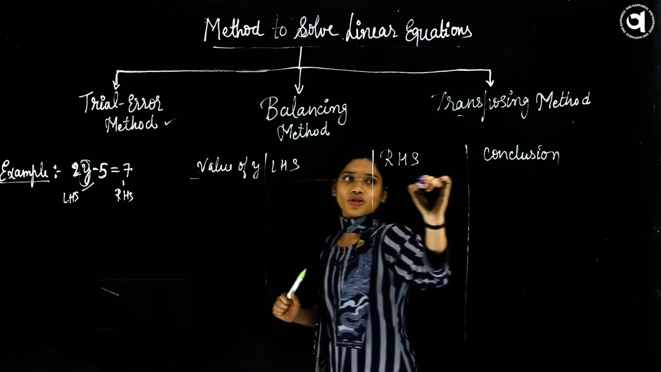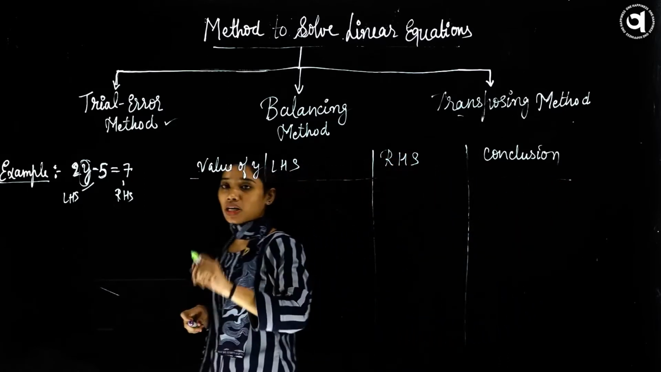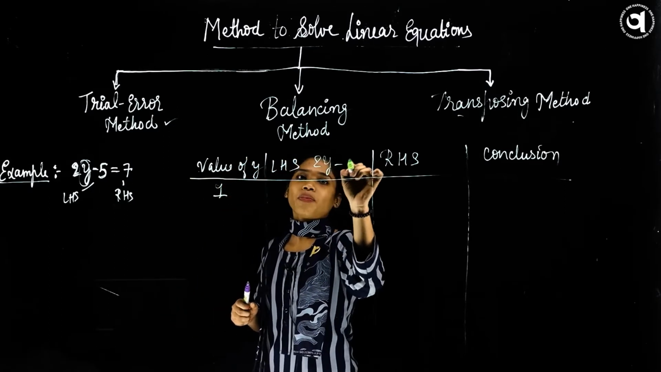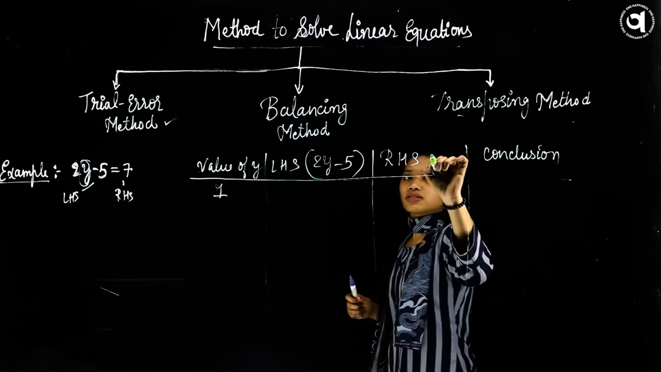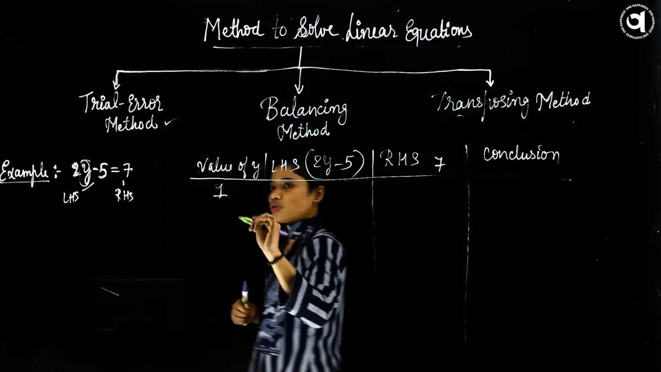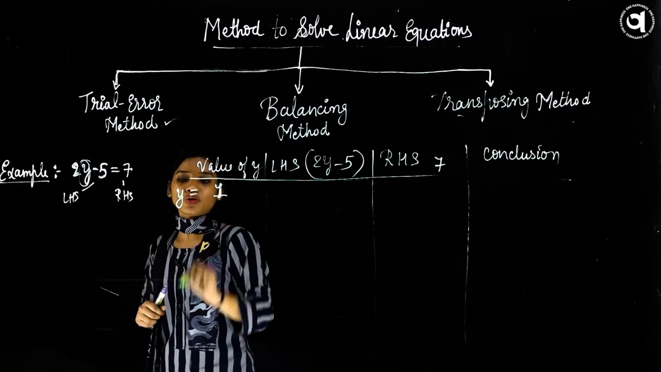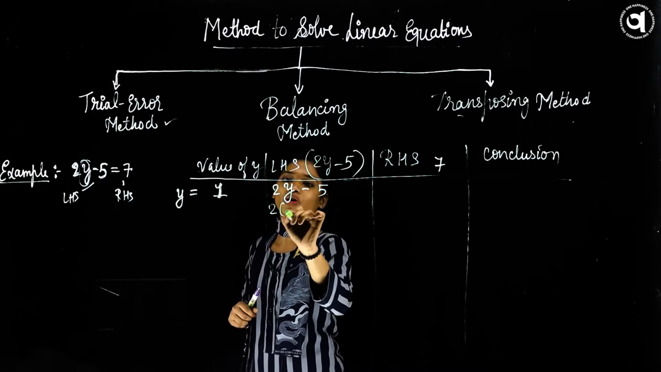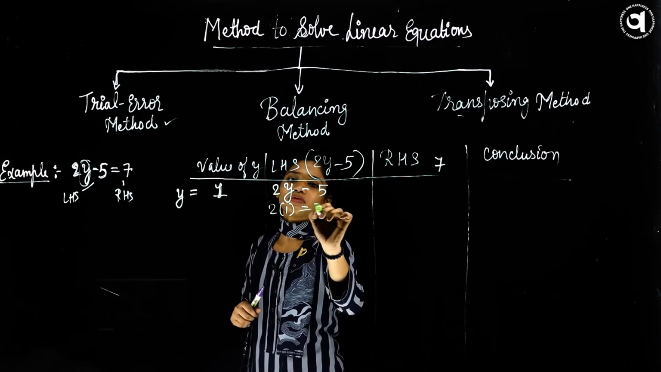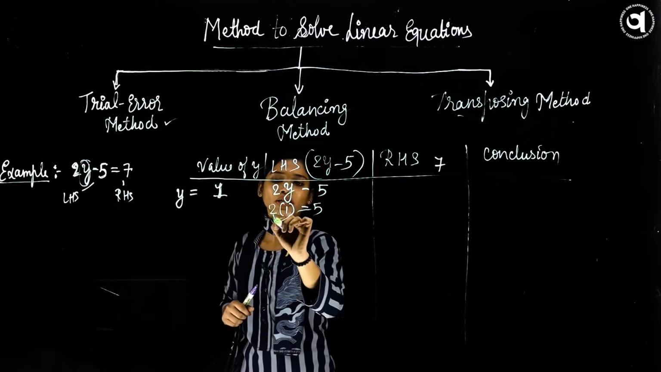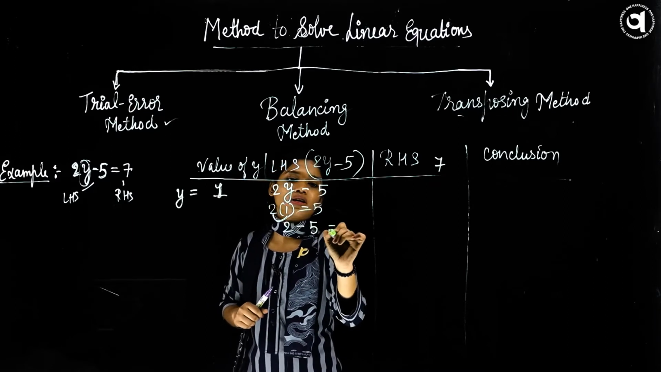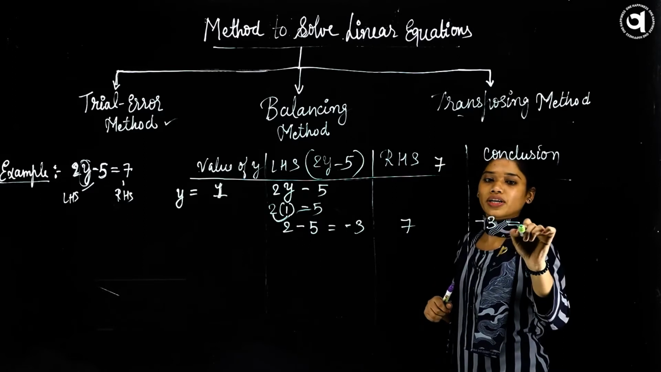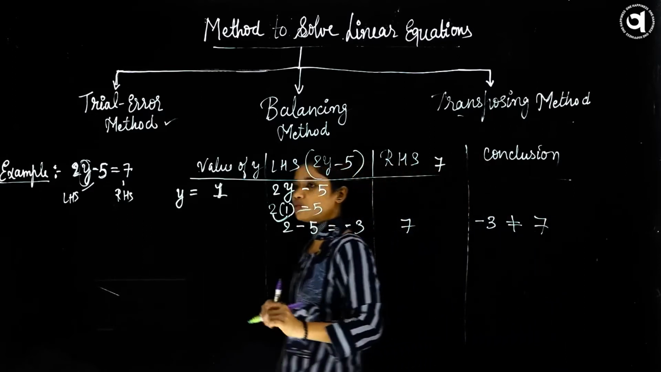So the first value I will take is 1. Let me check. This is the LHS and this is the RHS. I am taking y equal to 1. In place of the variable y, I put 1. So 2 minus 2 multiplied by 1, you will get 2 minus 5, which is minus 3. From this calculation we can say that LHS is not equal to RHS.